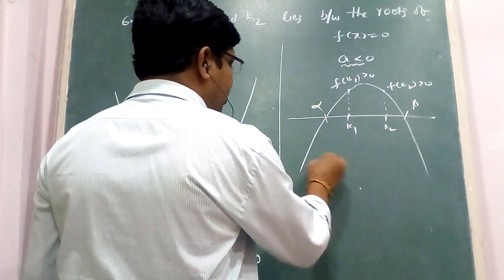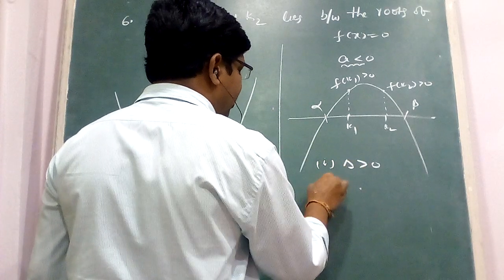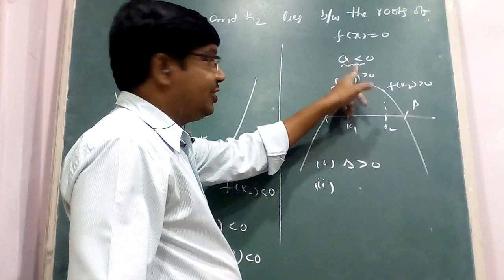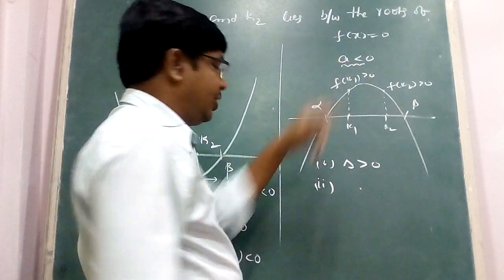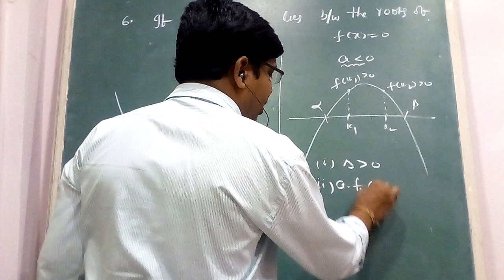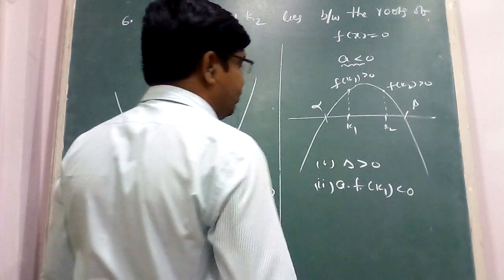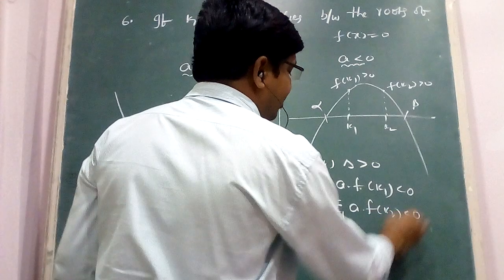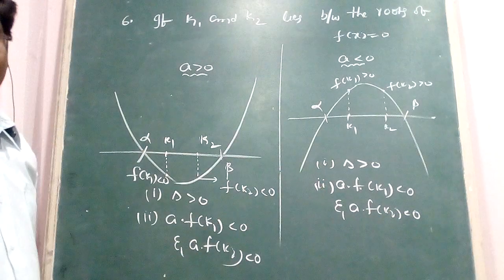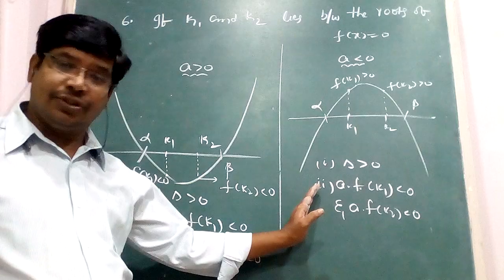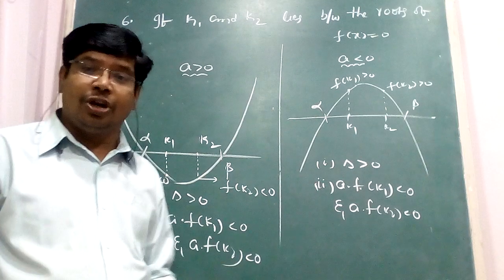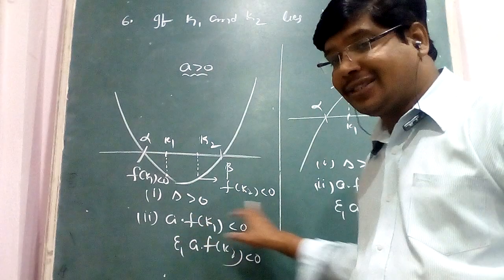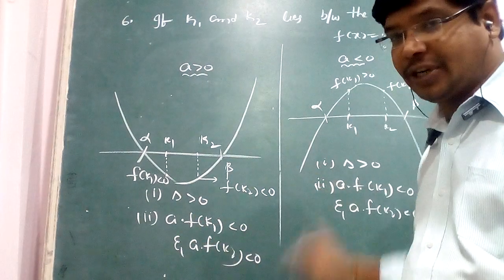Means the first condition is delta greater than 0. Second condition: f of k1 is positive, a is negative, and positive and negative is negative. That is a into f of k1 less than 0, and a into f of k2 is also less than 0. Check it here, either positive or negative, you get the same conditions only. Either you take a positive or negative, you can take any graph, you get the same conditions only.